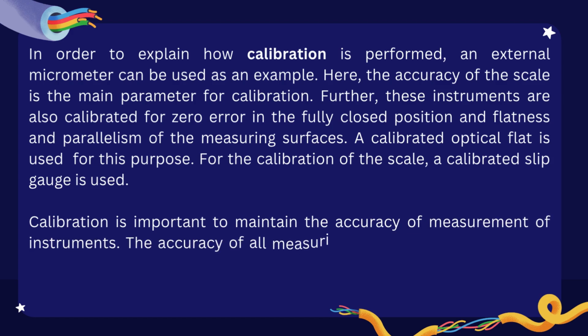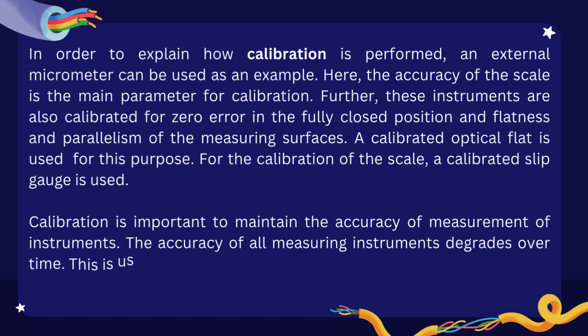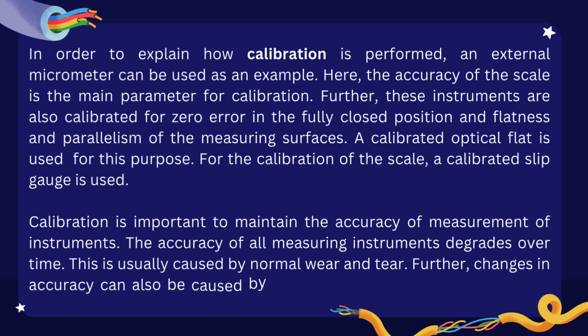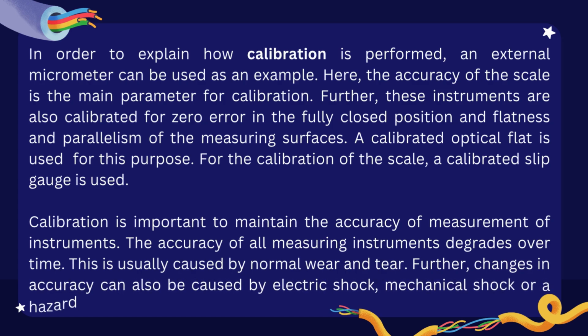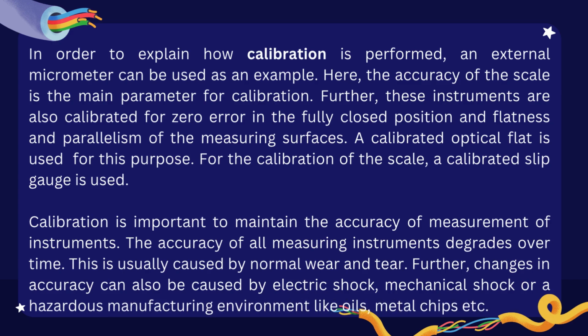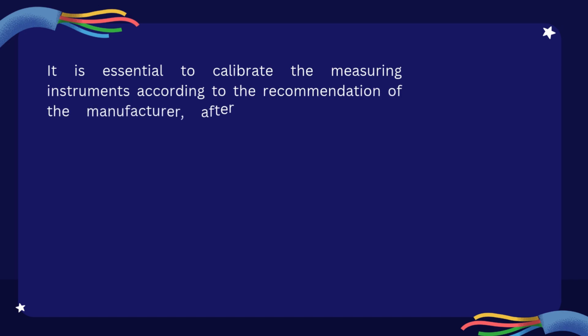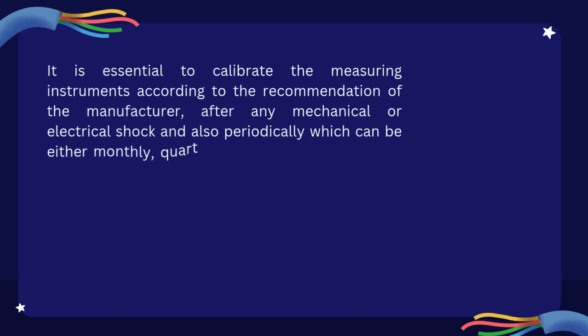Calibration is important to maintain the accuracy of measurement of instruments. The accuracy of all measuring instruments degrades over time. This is usually caused by normal wear and tear. Further, changes in accuracy can also be caused by electric shock, mechanical shock, or a hazardous manufacturing environment like oils, metal chips, etc. It is essential to calibrate the measuring instruments according to the recommendation of the manufacturer after any mechanical or electrical shock, and also periodically, which can be either monthly, quarterly, or annually.